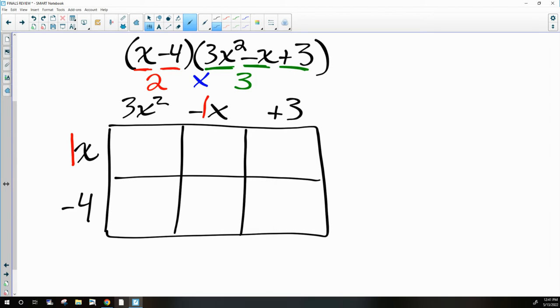1x times 3x squared. First multiply your numbers: 3 times 1 is 3. How many x's? 3 of them, so x to the third. Next box. Multiply your numbers: 1 times -1 is -1. X squared, because there's an x, 2 x's, x squared. Last box: 1x times 3 is 3x. Top row, done.